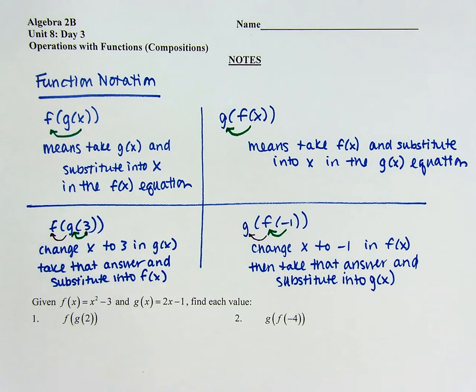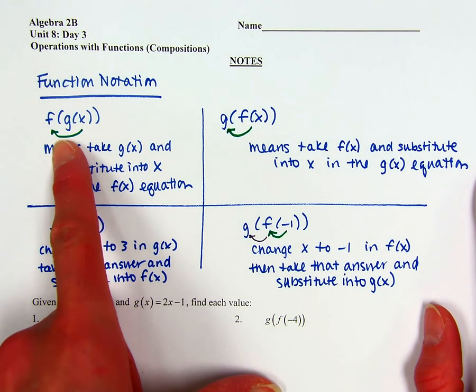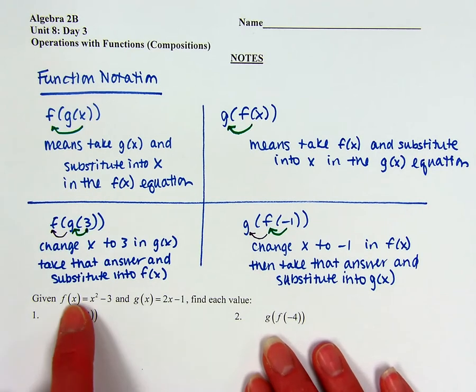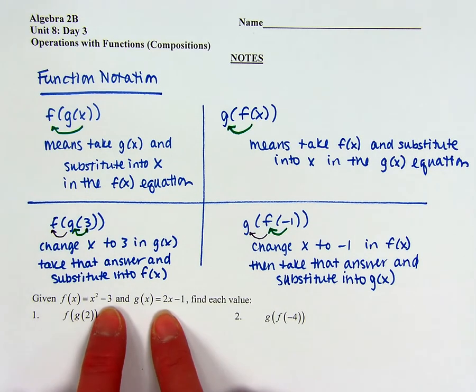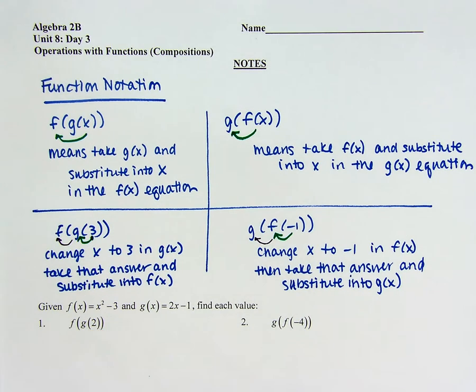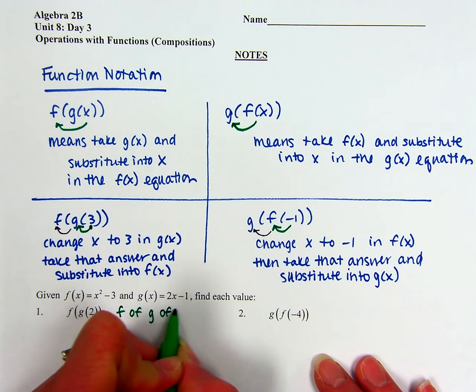Alright, so today we're going to be doing more with function notation, and you're going to see a lot of substitution. Basically, you're going to read these from right to left. So if you look at these problems down here, it says here's equation f, here's equation g. In the first set, they want you to do f of g of 2. So the way you would say it is f of g of 2.